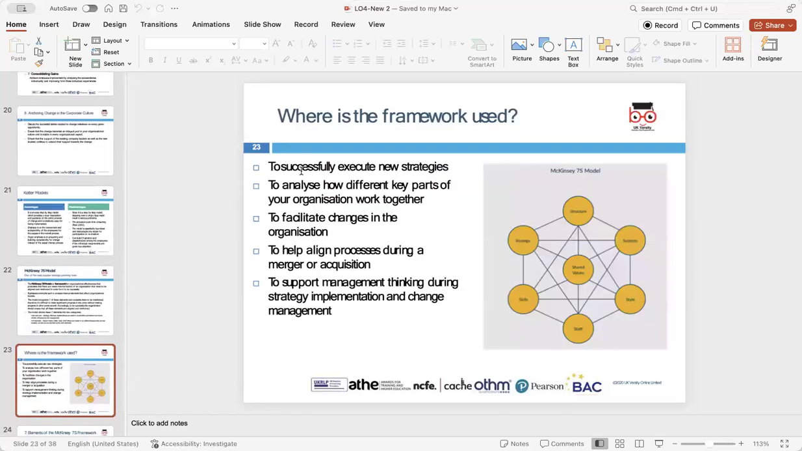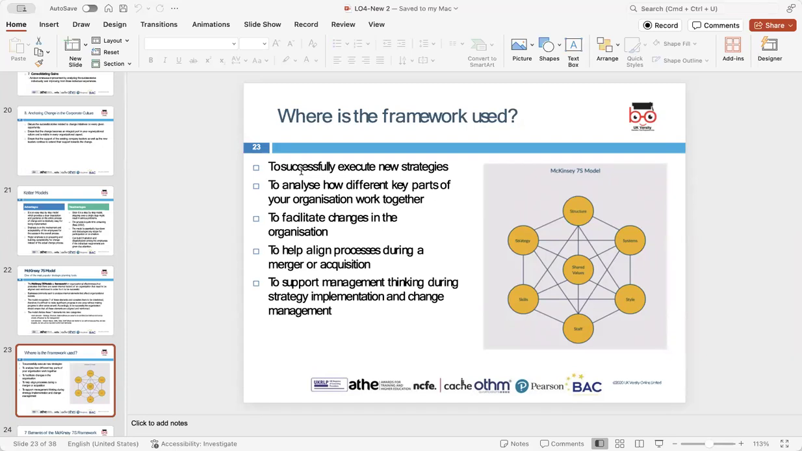So where is the framework used? McKinsey's 7S model serves multiple purposes within organizational contexts. It is particularly useful for executing new strategies by ensuring that all internal factors are aligned with the strategic goals. This alignment helps in effectively implementing changes and achieving desired outcomes. The model is also used to analyze how different key parts of the organization work together. This analysis helps identify areas of misalignment and opportunities for improvement.